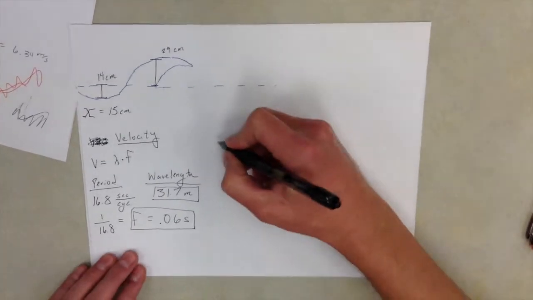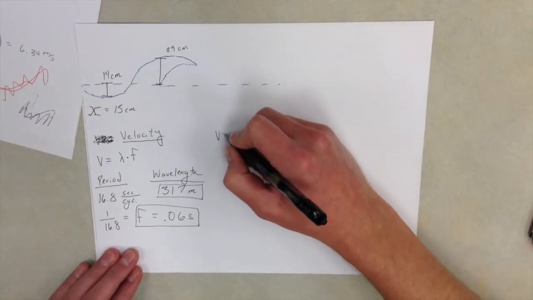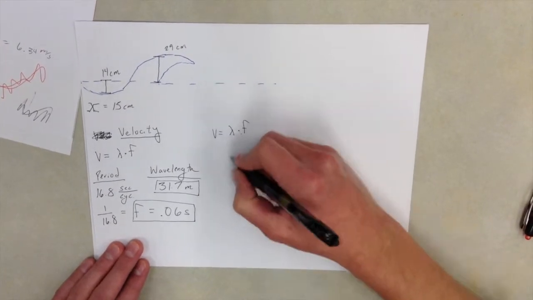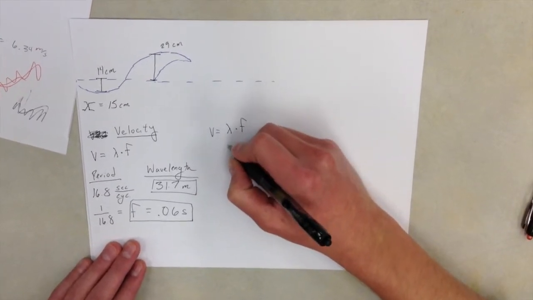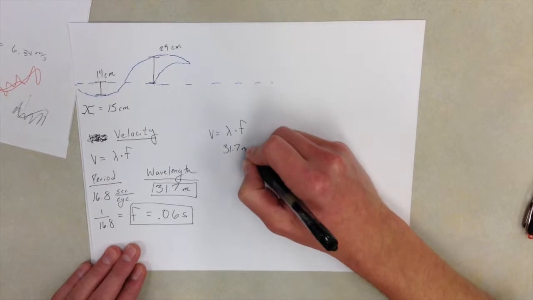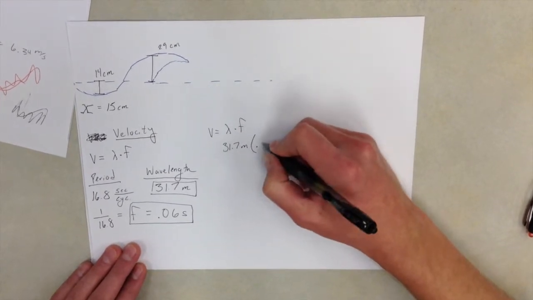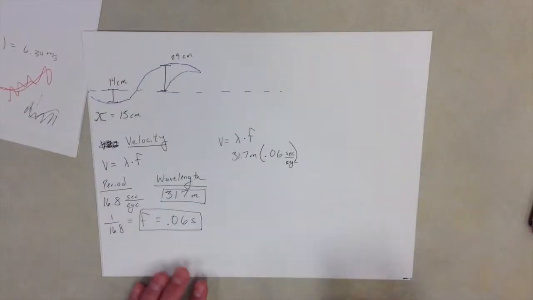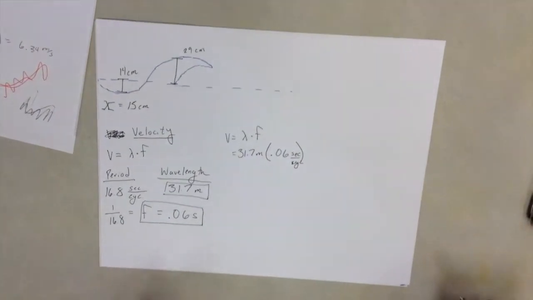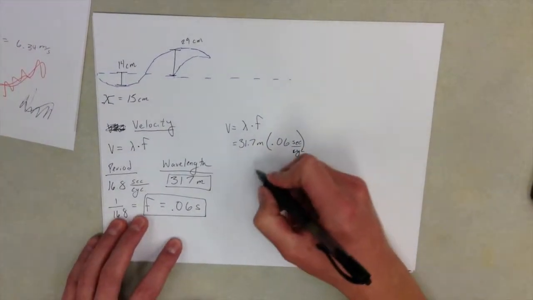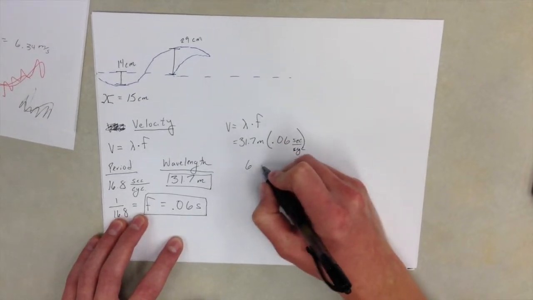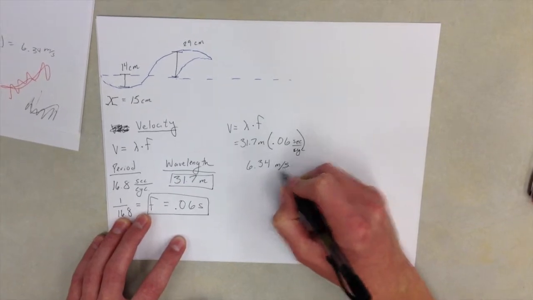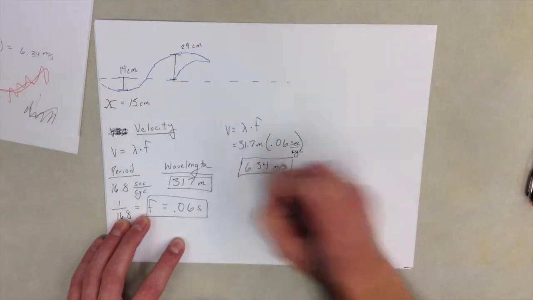So in order to calculate the velocity, we can just take v equals lambda times frequency. So our lambda is 31.7 meters, and our frequency is 0.06 seconds per cycle. And we multiply that, and we get approximately 6.34 meters per second as our velocity.